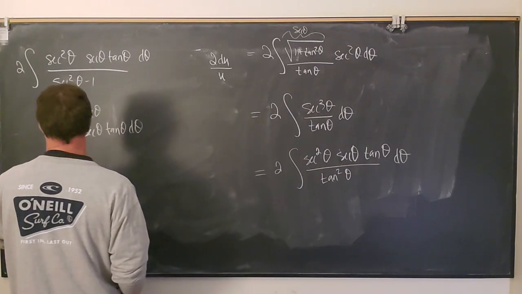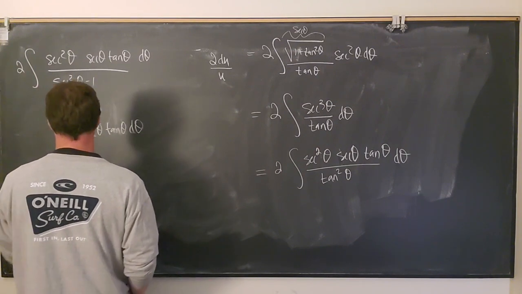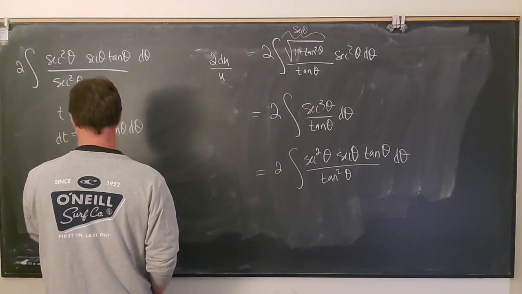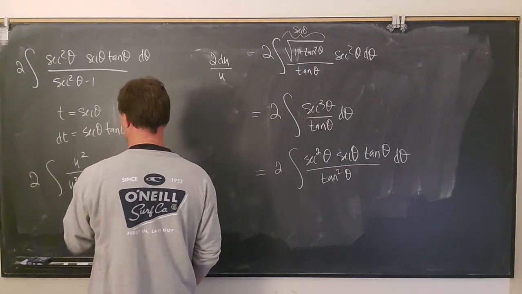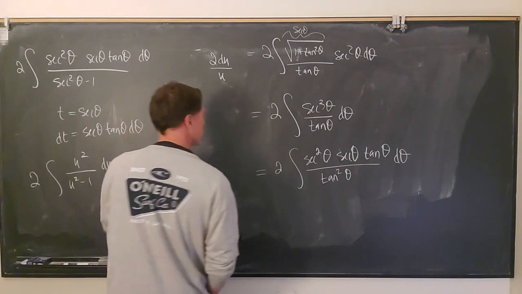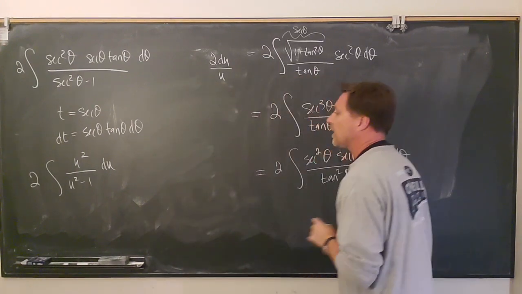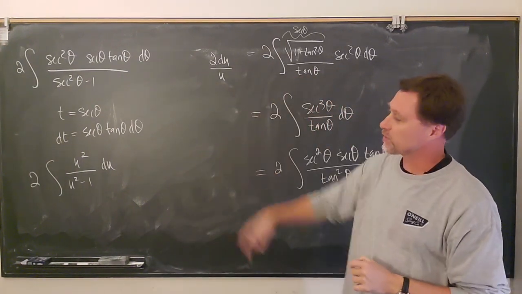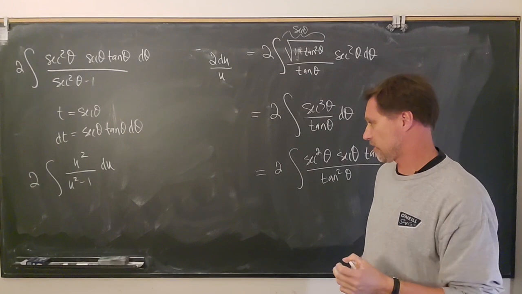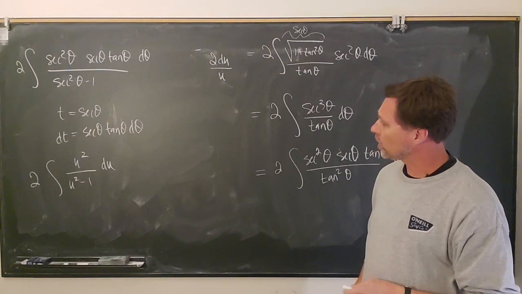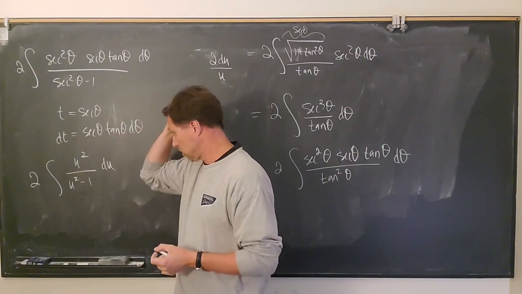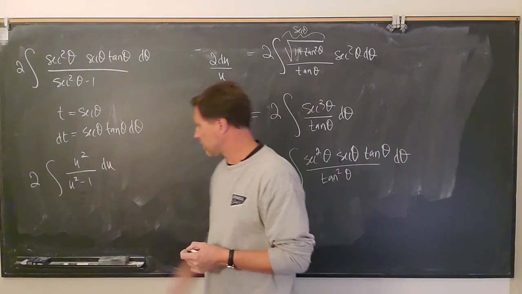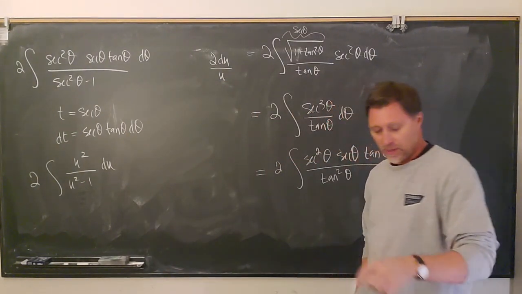And so now we get 2 integral u squared over u squared minus 1 du. And so now notice what we have. To do this one, you essentially do long division, right? So I'm not going to carry it out any further. Notice what we have. This comes into our partial fractions section.